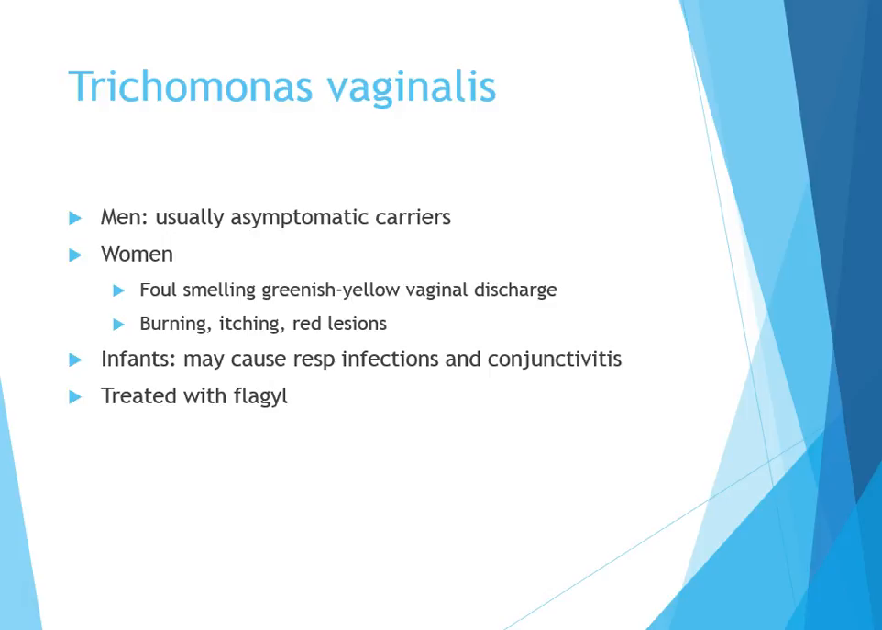Trichomonas vaginalis, men are usually asymptomatic carriers. Women have a foul-smelling greenish-yellow vaginal discharge. They have burning and itching and red lesions. In infants, when it spreads from mother to baby, it can cause respiratory infections and conjunctivitis. It can be treated with Flagyl.